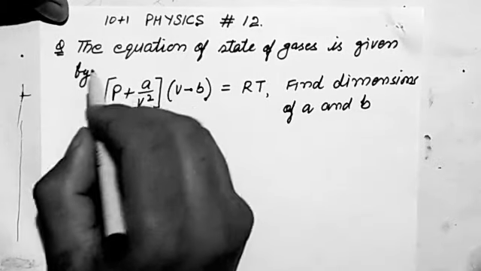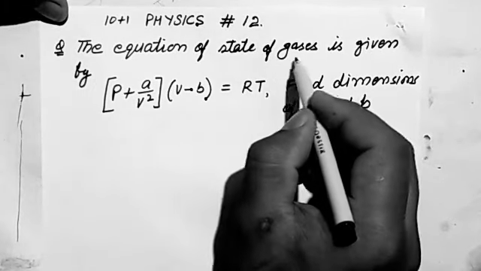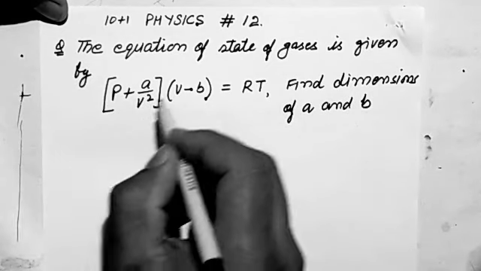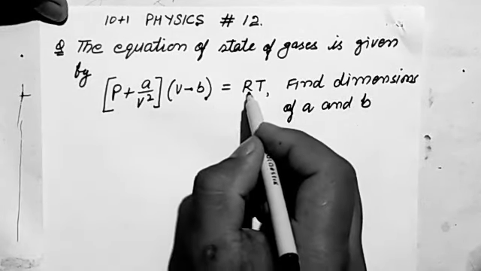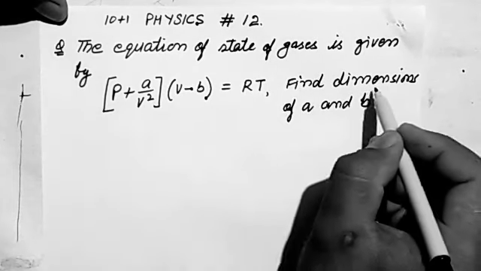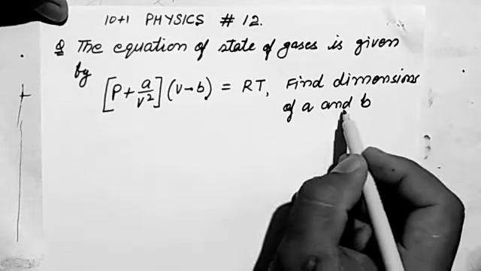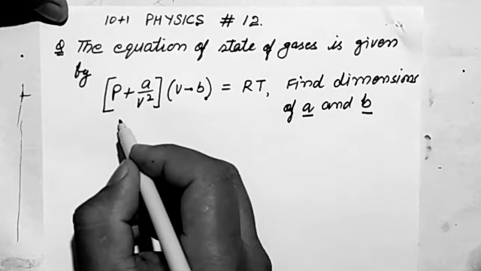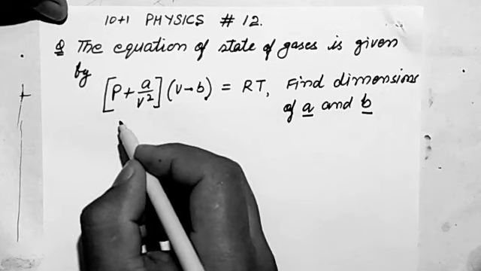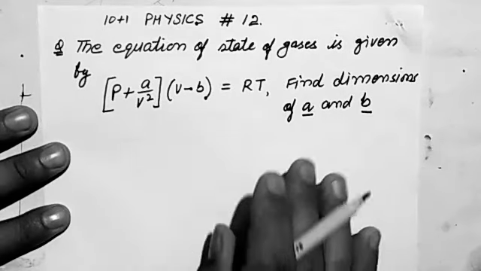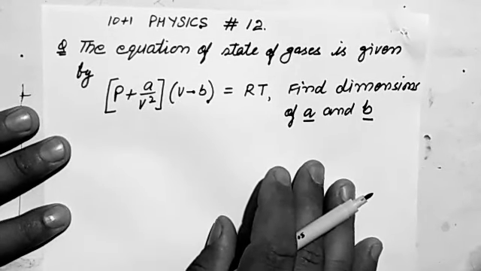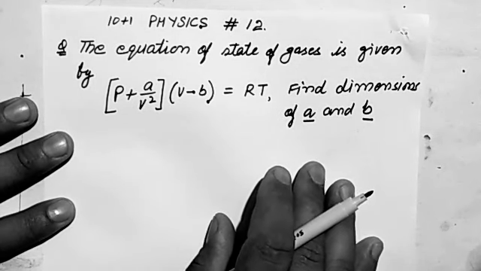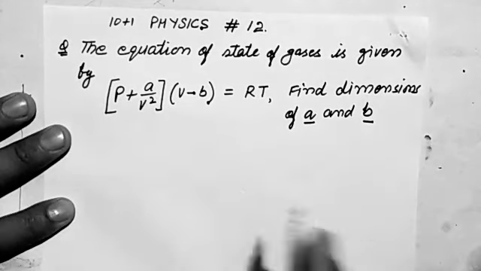The question is: the equation of state of gases is given by (P + A/V²)(V − B) = RT. Find the dimensions of A and B. This is known as the van der Waals equation. You will learn about this equation in chemistry, and we will also discuss it in physics, but in unit number 8 or 9.